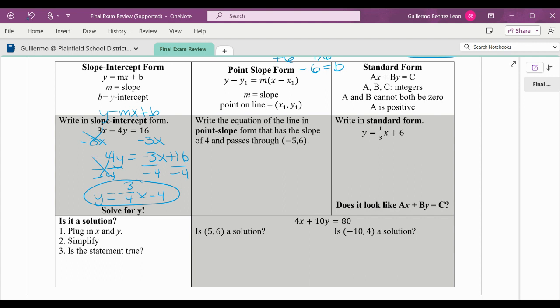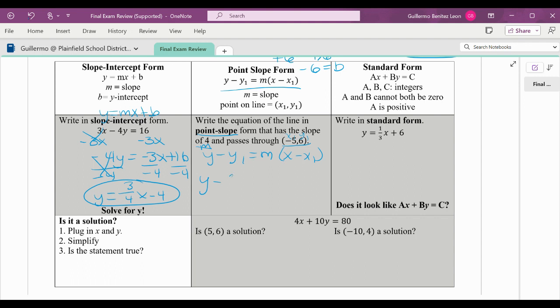Next one, write the equation in point-slope form. Point-slope form is right here. Y minus y1 equals m times x minus x1. Point and slope. You need a point and you need a slope. You have both of those. It says write the equation of the line in point-slope form that has slope of 4 and passes through that point. So the 4 is your m. This is your x1 and y1. You just got to take all the pieces out and put the pieces in.